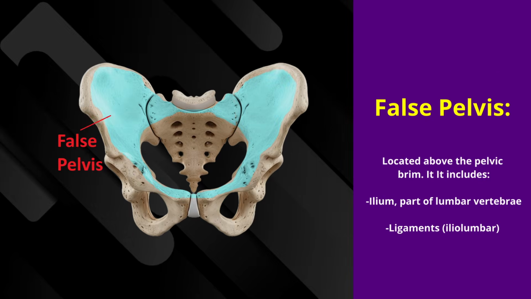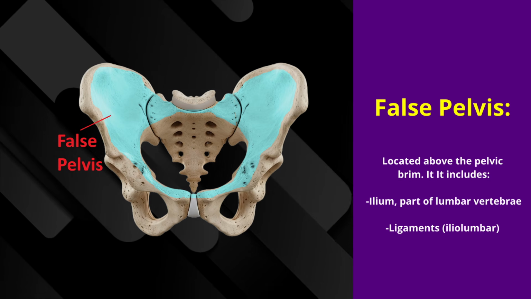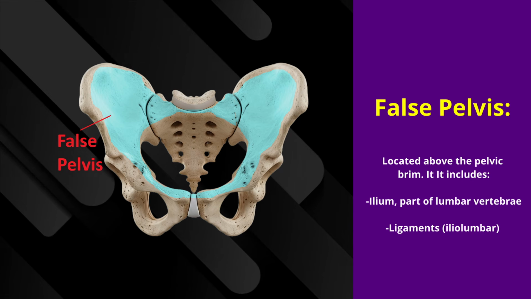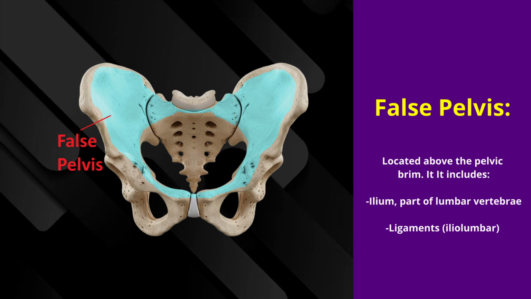Then we have the false pelvis, which is located above that pelvic brim, and it does not participate in the birthing process, but just supports the growing uterus. And it includes the ilium, parts of the lumbar vertebrae, and the ligaments.